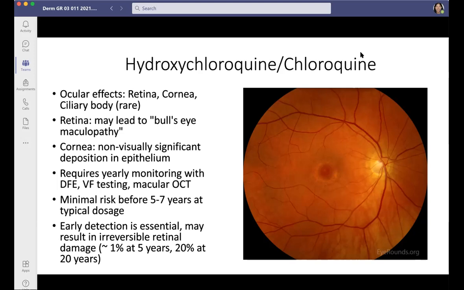As I mentioned, early detection is essential because otherwise it may result in irreversible retinal damage. The percent reported in the literature is about 1% at 5 years, and it does increase with time.